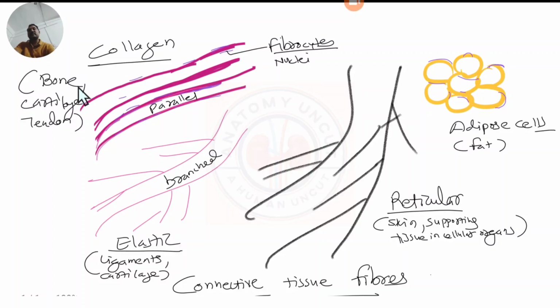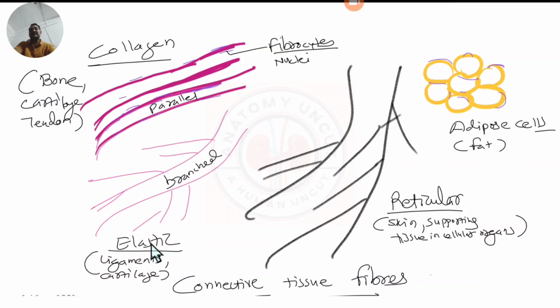Collagen fibers make up your bone, cartilage, tendons, this kind of things. Your elastic fibers make up a few of the elastic ligaments. The elastic cartilage will have some kind of elastic fibers in it.